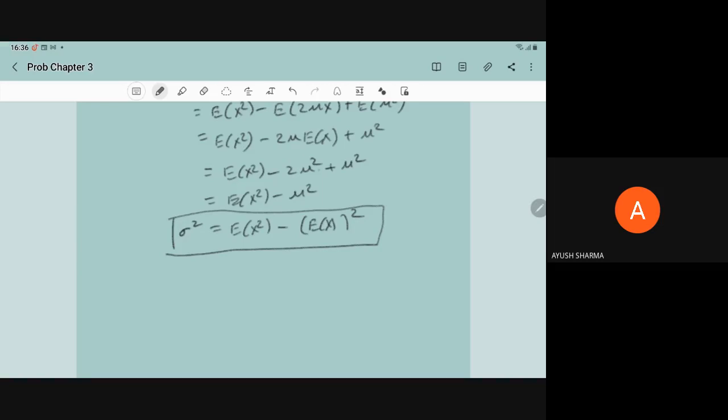Variance of x. So what is this? Summation x square into f of x minus square of summation of x into f of x. So using this, we can compute the variance of random variable x. Clear?